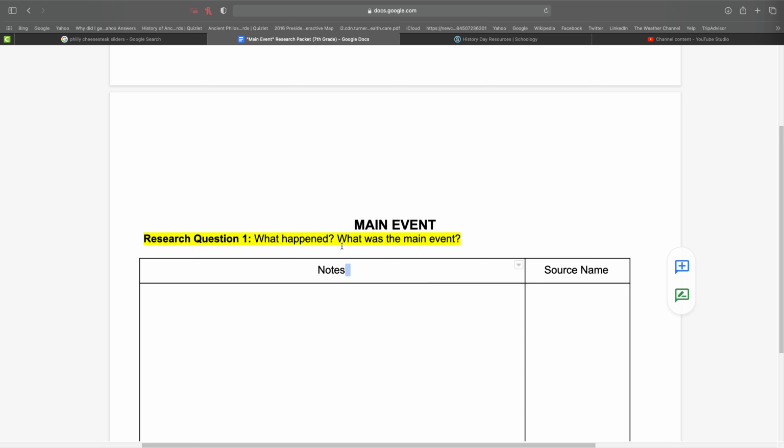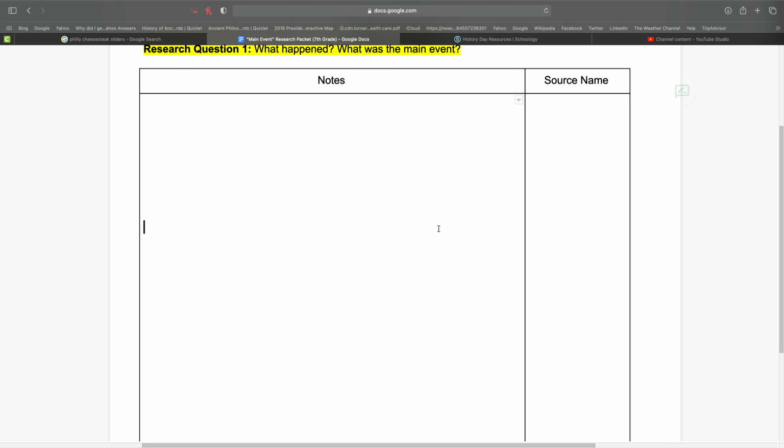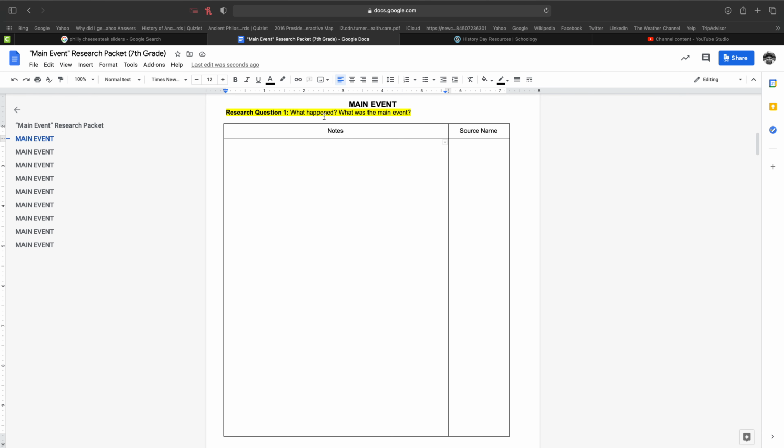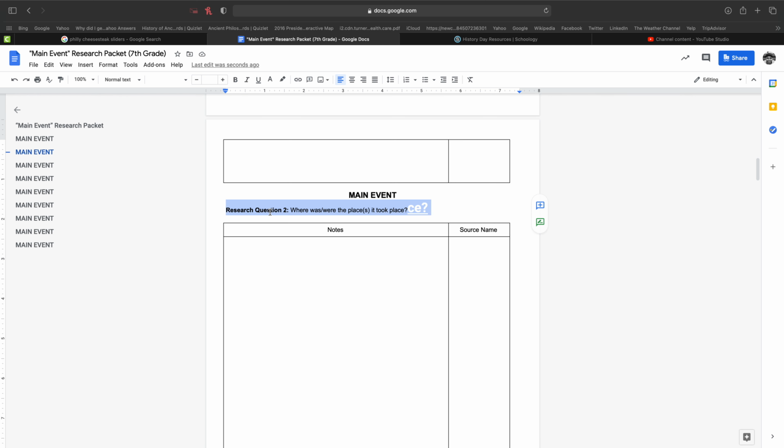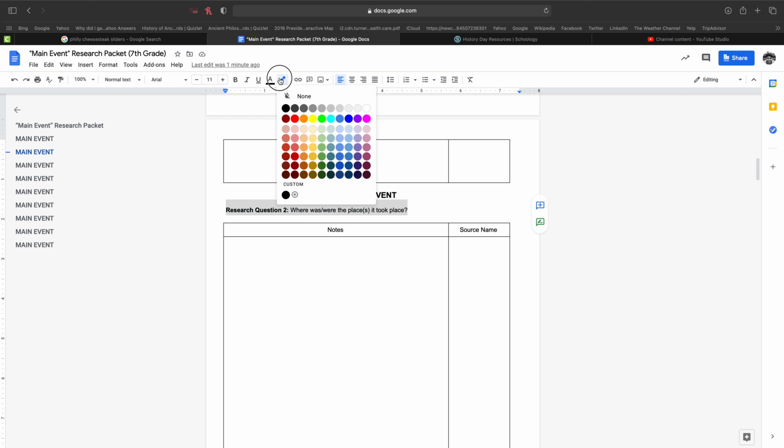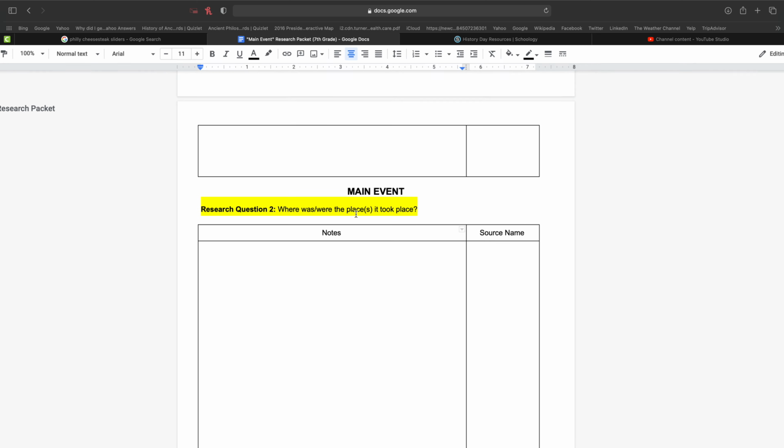That's what happened. And then what you would do is find some sources. It's not wrong to use secondary, but it's good if you could find an article or a picture of something in that event to put right here, and then just describe it. So here you're trying to tell me the story of what happened, like what were the facts of the situation. So that's research question number 1. Okay, so research question number 2.